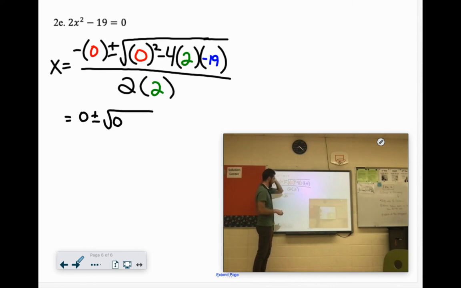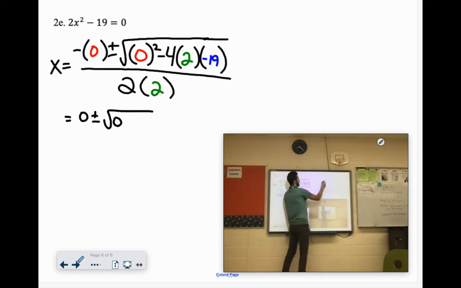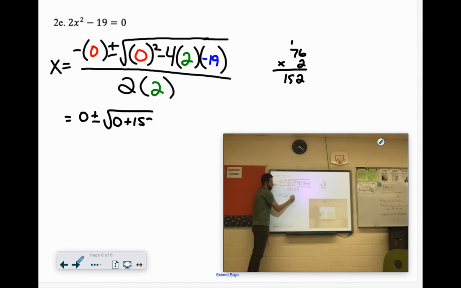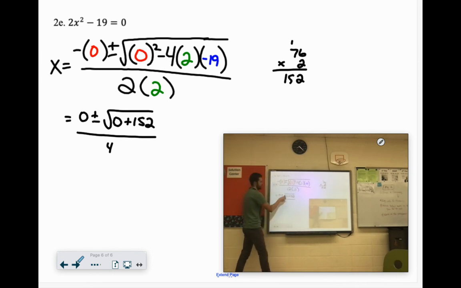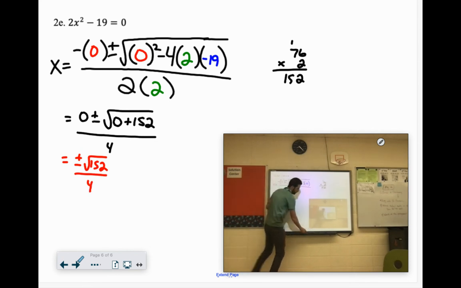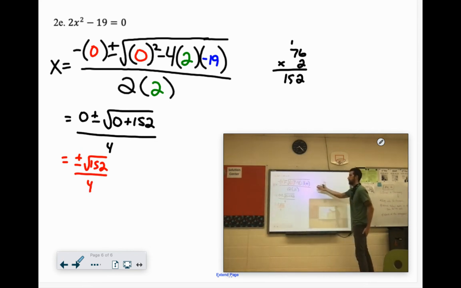So let's see, 19 times 4 is 76. 76 times 2 is 152. So plus 152. Denominator 2 times 2 is 4. All right, the 0 plus or minus, we'll just write plus or minus. 0 plus 152 is 152. I write 4. Now, 152 has a factor of 4 in it, so it's 4 times 2 times 19 is 38.